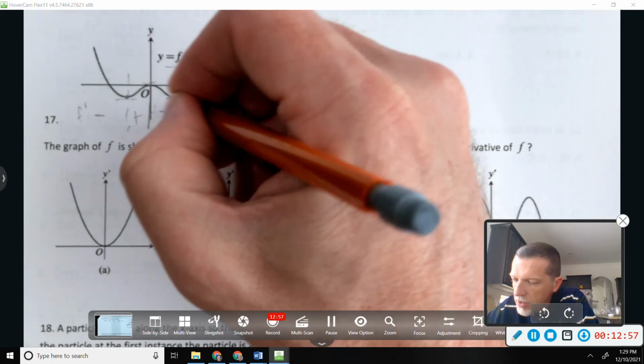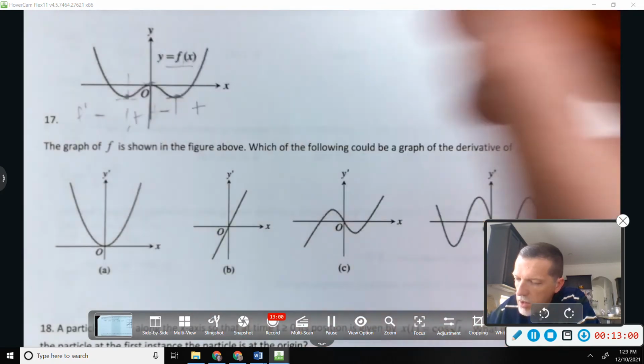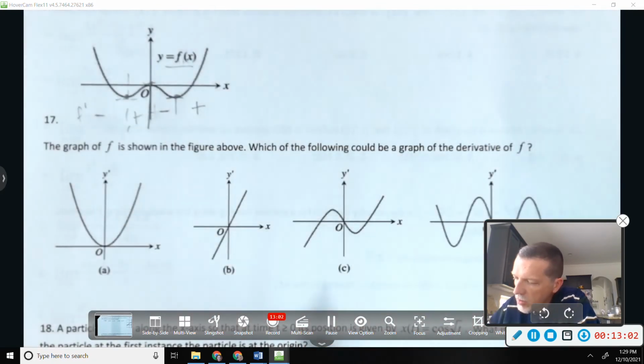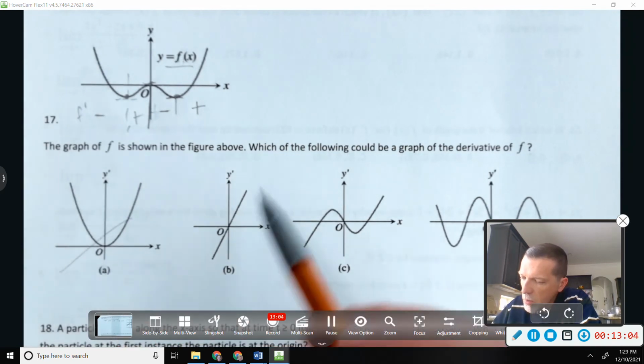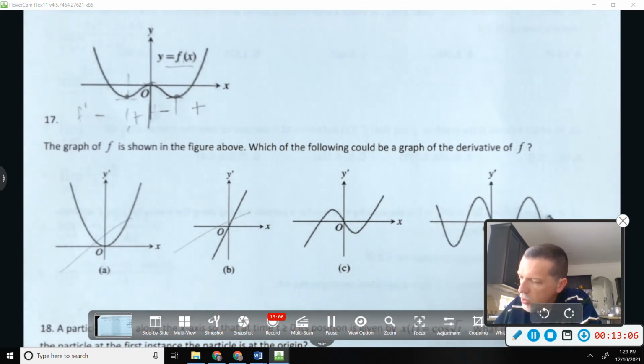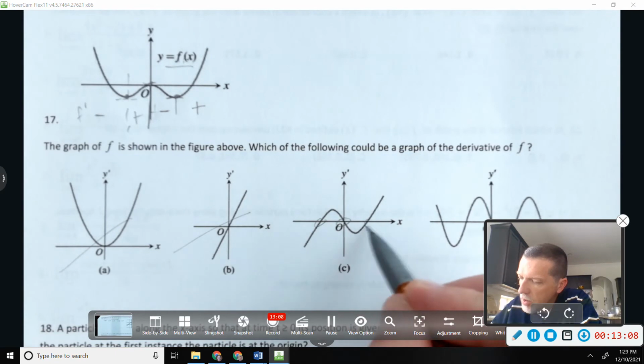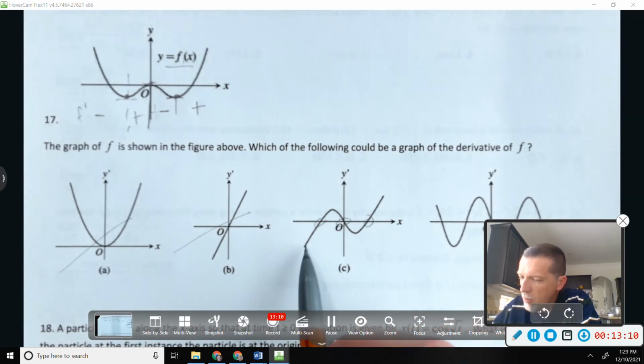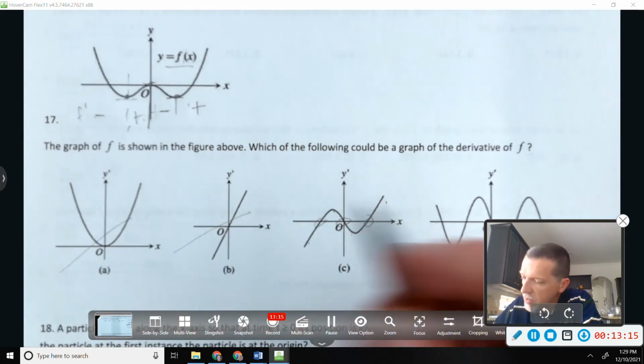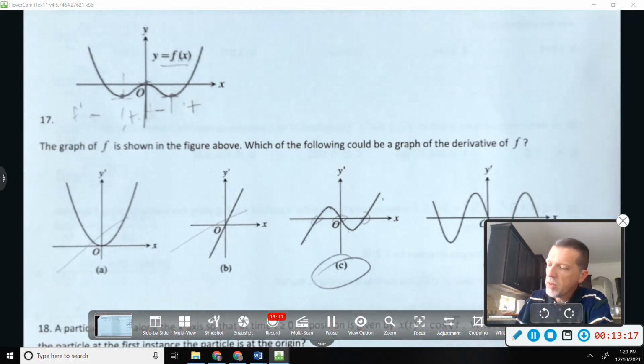And it's got 3 zeros. So I need something with 3 zeros. Nope. Nope. Too many zeros. 1, 2, 3 zeros. Maybe. F prime is negative, positive, negative, positive. So I'm good with part C.